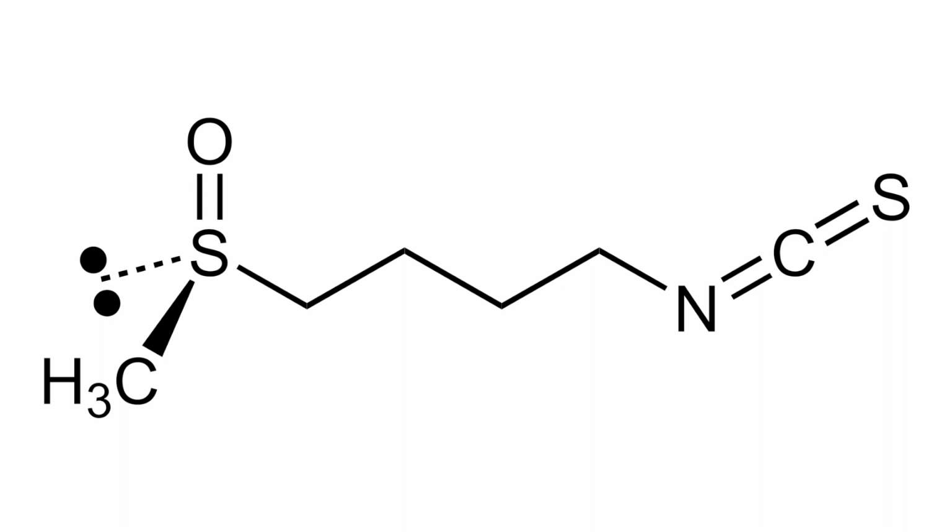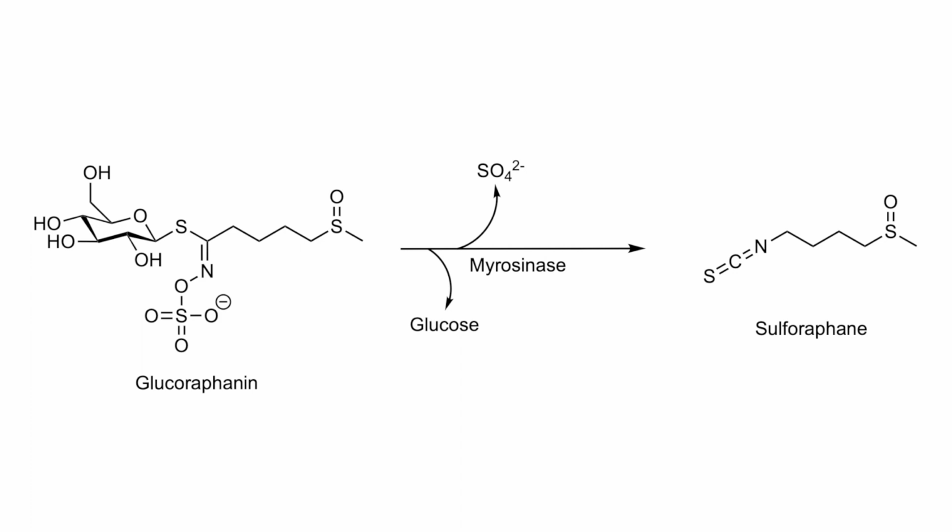Sulforaphane is an amazing sulfur organic substance belonging to the class of isothiocyanates. In plants, sulforaphane is present in the form of a precursor, glucoraphanin. Under the action of a special enzyme, myrosinase, glucoraphanin is converted into sulforaphane. This enzyme is present in plant tissues or in the microbiome of mammals.